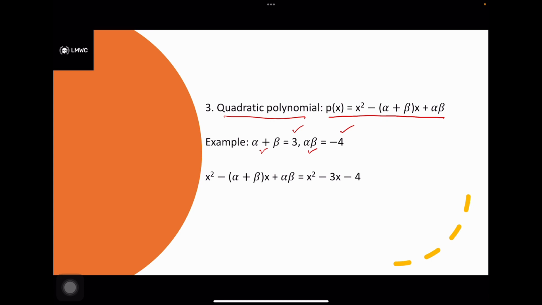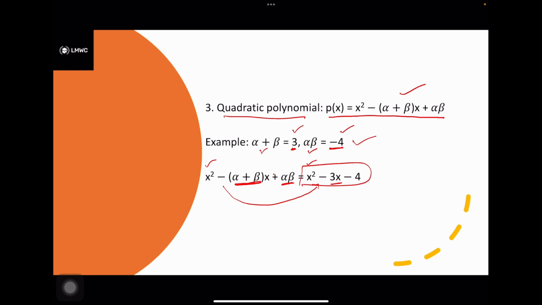So at such times, you're going to use this formula: x squared minus (alpha plus beta) times x plus alpha beta. The first term, x squared, you will just write as x squared. The second is minus, also the same. Alpha plus beta, you're going to replace with this 3, so it will become 3x, and alpha into beta, you will replace with -4. So plus into minus will become minus, and this will be your quadratic polynomial using the sum and the product of zeros.